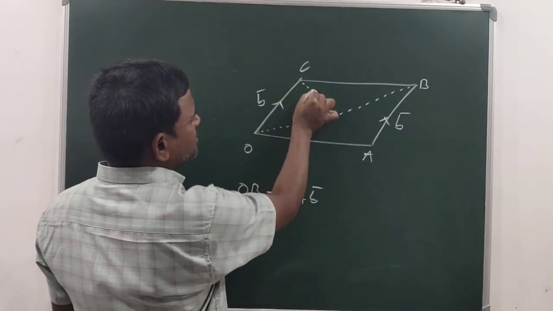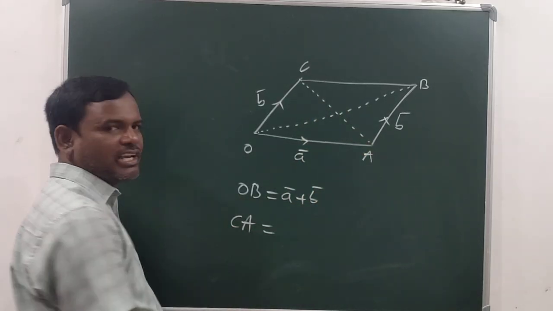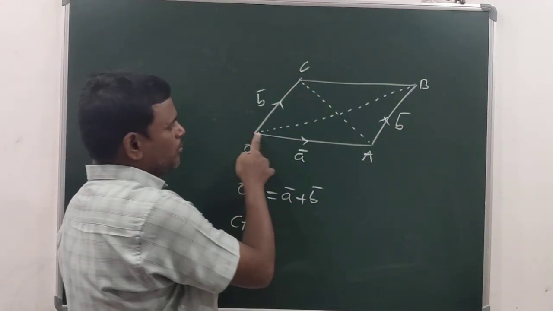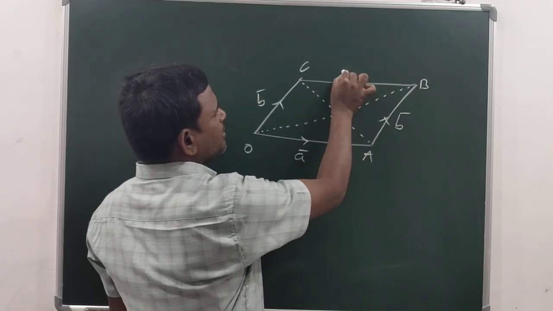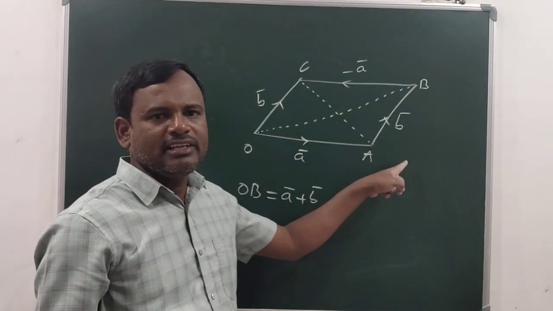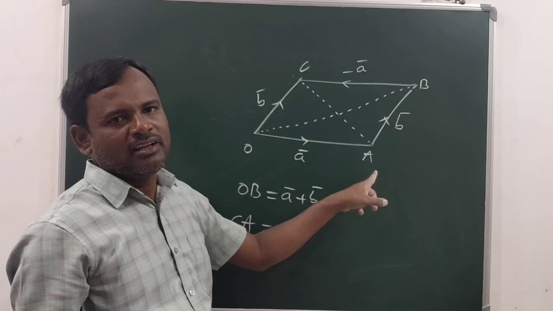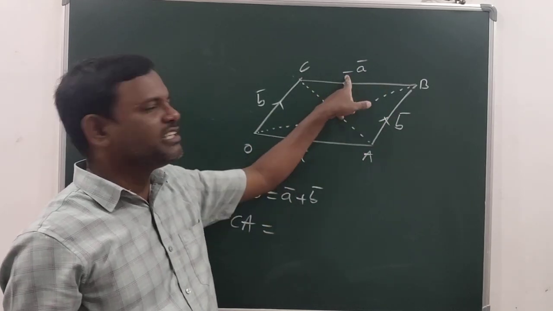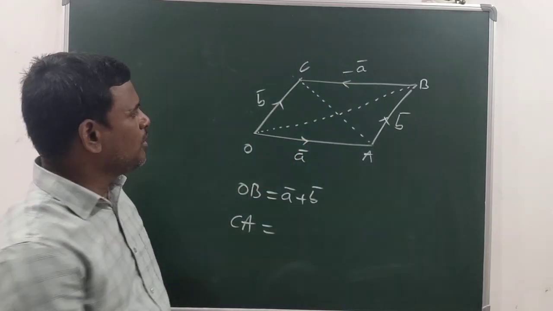If I ask you this CA, how do you find CA? Here OB and CA are both diagonals. So now OA is A bar and BC you can write as minus A bar. Am I right? Because OB is acting this side, then BC is acting this side. Both are parallel and in opposite direction. So that BC is represented with minus A bar. Got my point? Now find CA.